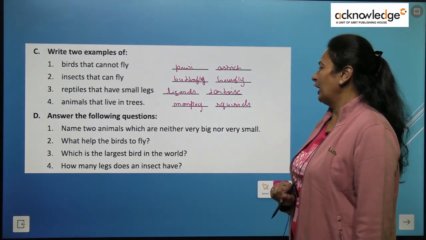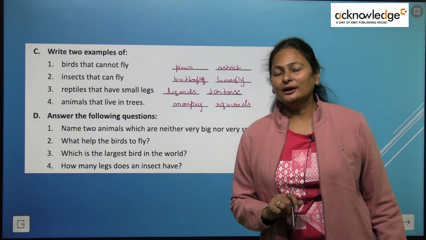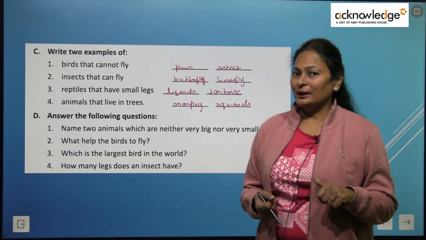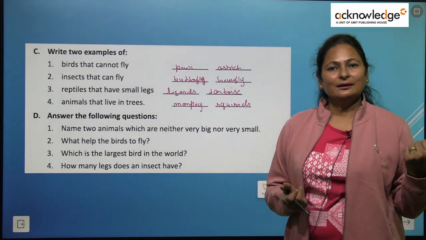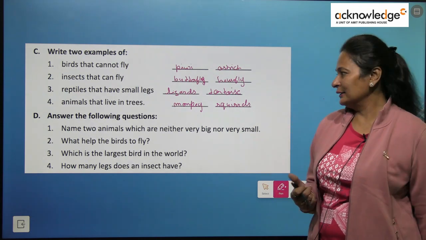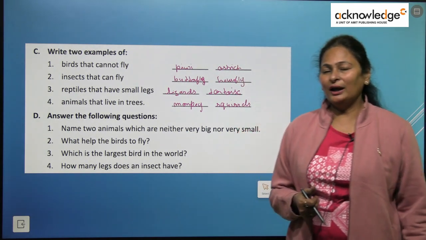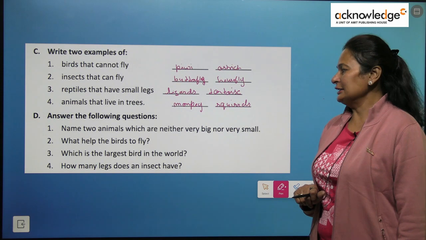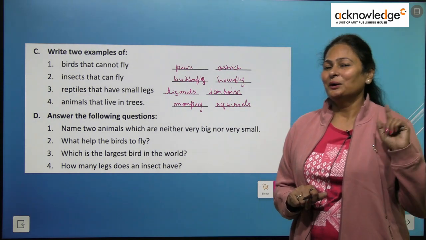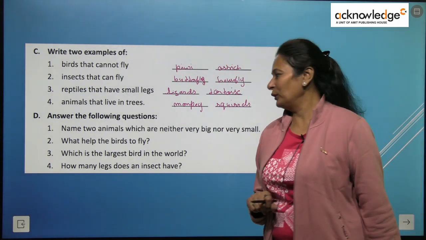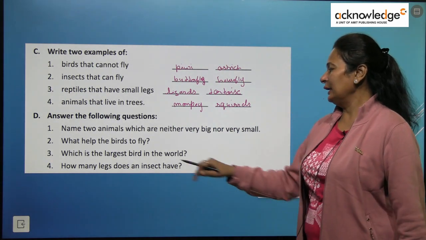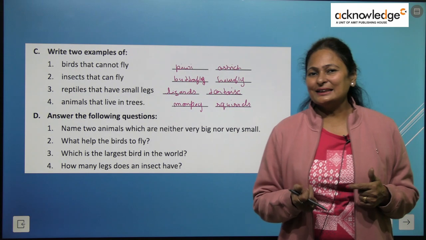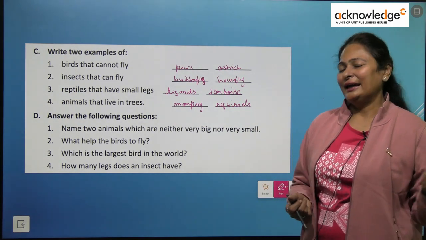So question number D, answer the following questions. Name two animals which are neither very big nor very small. Means you need to write down the answers. The animals that are big in size are cow, horse, buffaloes, right? What helps the birds to fly? It's wings that help the bird to fly. Which is the largest animal in the world? Ostrich is the largest animal in the world, kids. And the last one is, how many legs does an insect have? Insects have 6 legs and spider has 8 legs.